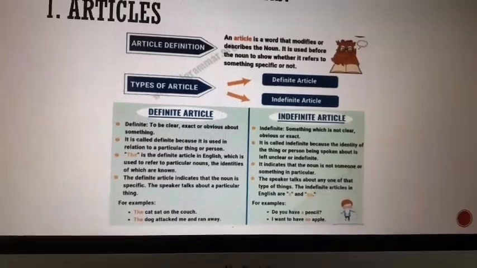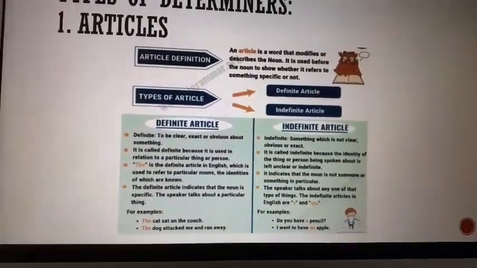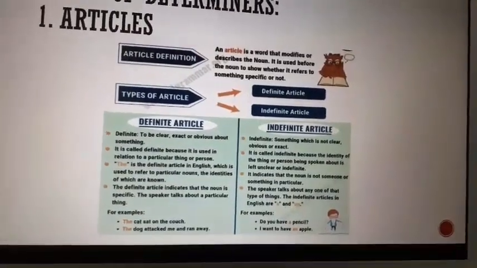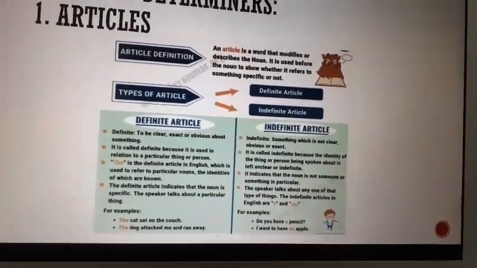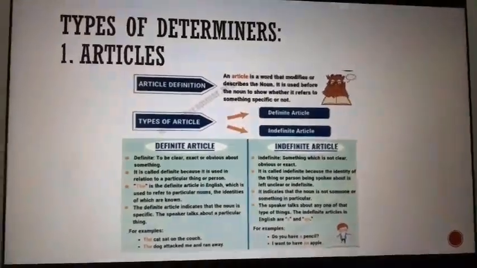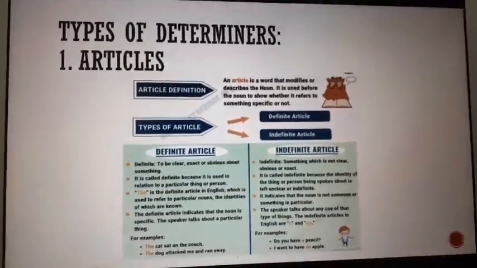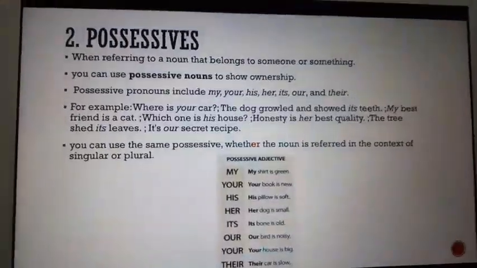I want to have an apple. It can be any apple, or if I talk about a particular apple that I bought yesterday, I can say the apple which I bought yesterday. Okay, I'm sure you'll be able to understand the difference between the definite and the indefinite articles. Right. So let's move on to the next one.